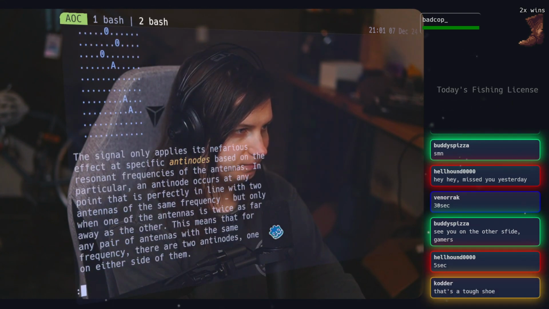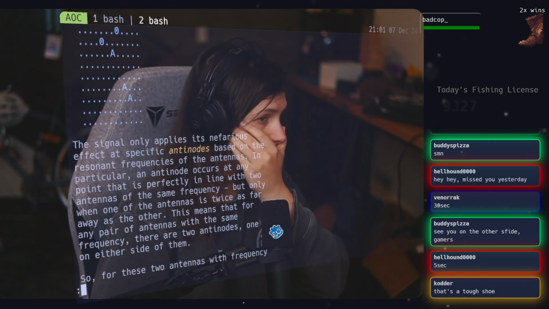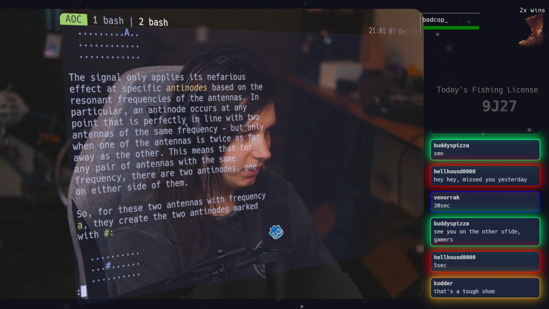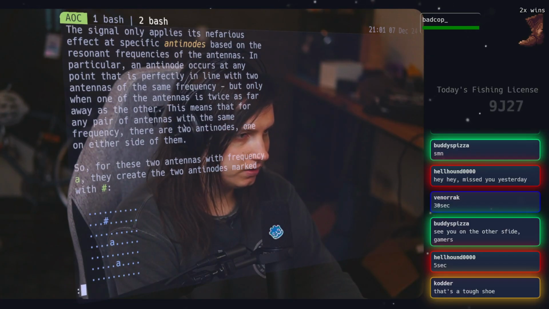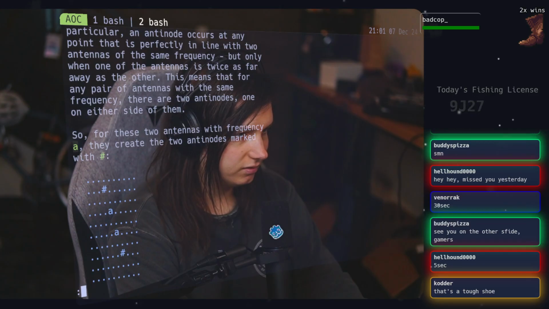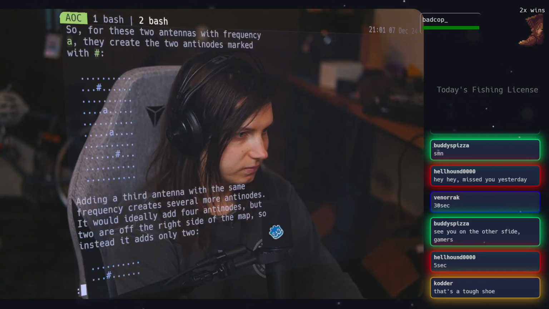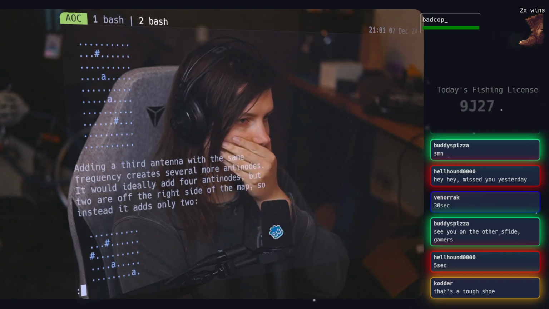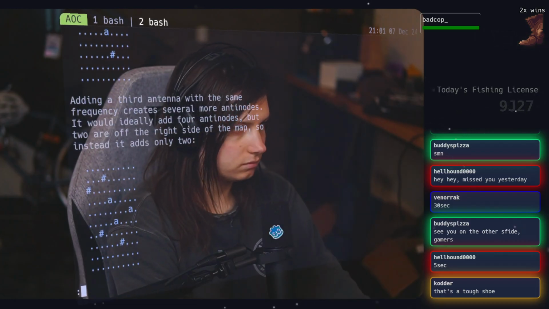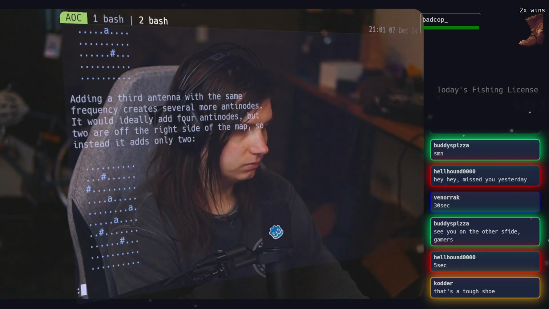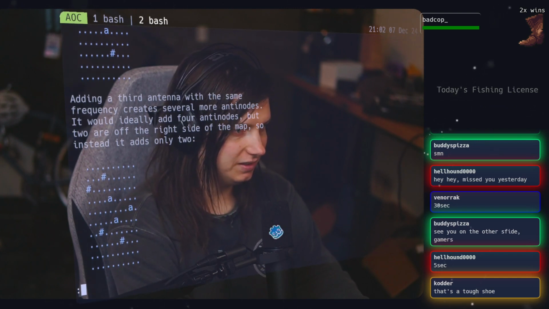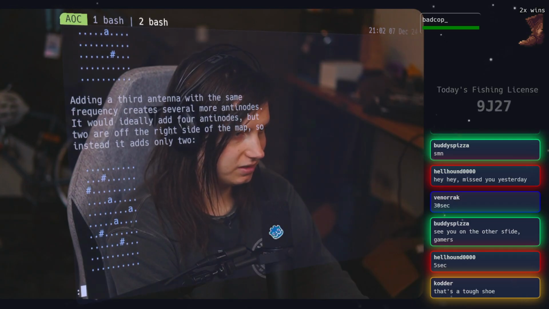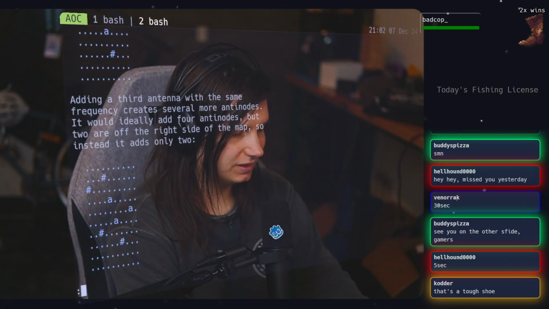Oh boy. What am I reading? So for these two antennas marked with frequency A, they create two antinodes marked with hashtags. Whoa. What the hell? Yeah. No, this makes sense.